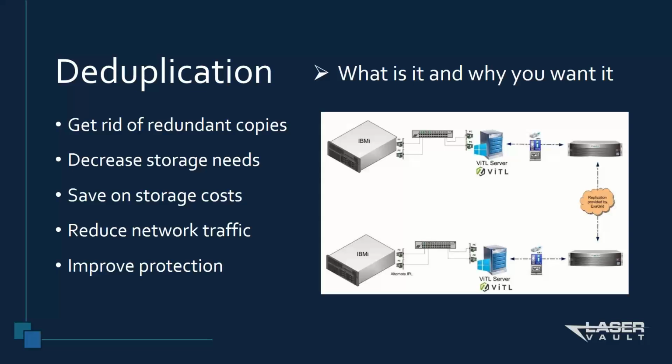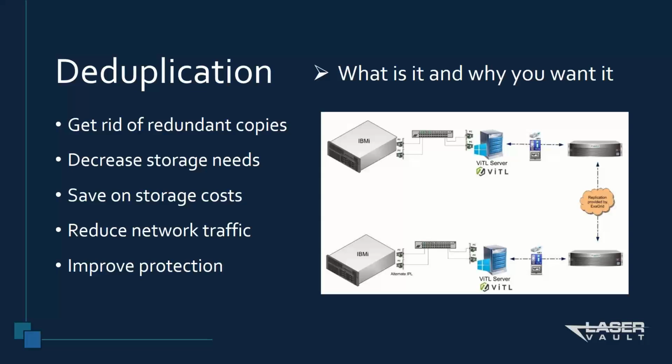Now, when we talk about reducing network traffic, if you would like to replicate backups from your production site to your DR site or vice versa, you're replicating a lot less data because it is deduped. It is compressed 10 to 1, 20 to 1, 30 to 1, so you're not having to replicate as much data from one site to another for disaster recovery. Cloud storage is another example of replication. Now, when we say get rid of redundant copies, we're talking about blocks of data.